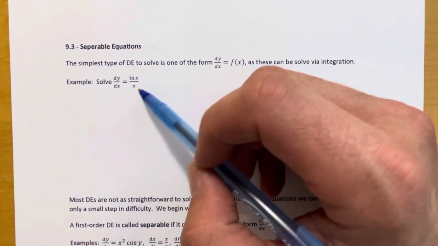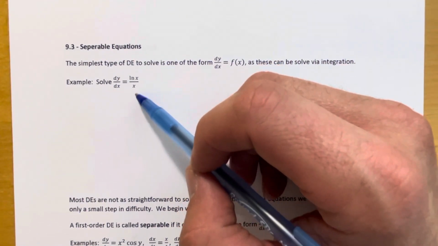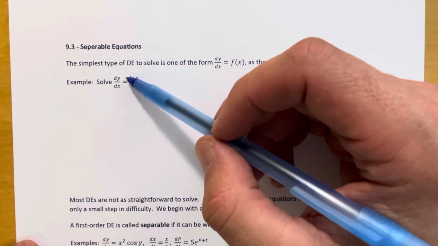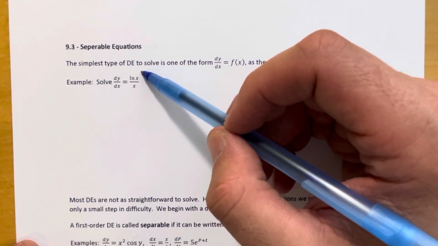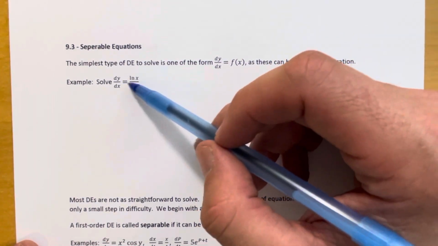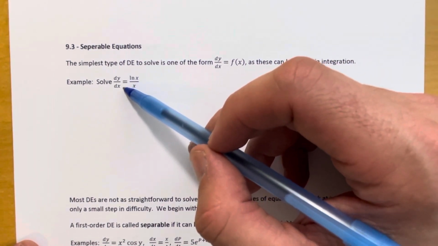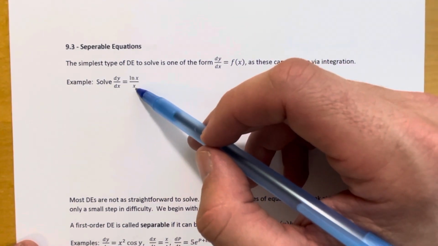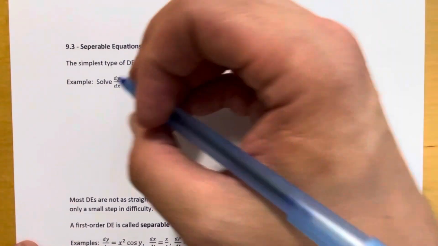I want to solve dy/dx equals the natural log of x over x. Whatever y is, its derivative is this. There are no y's appearing here. This is just a function of x. And by definition of what dy/dx is, this is the derivative of that. So one way to solve this is to take an antiderivative of this.